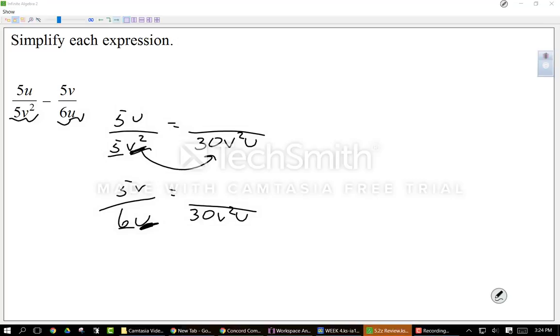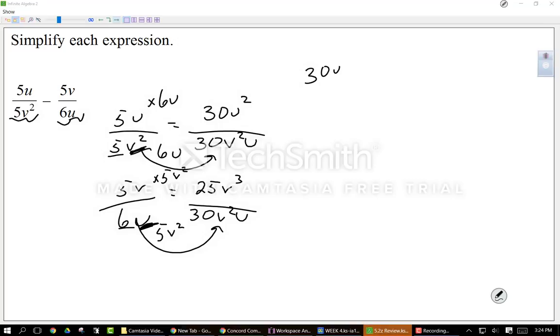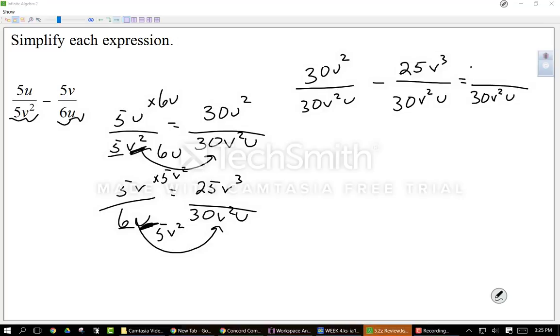What did I multiply from that 5v squared to 30v squared u? I multiplied by a 6u. So I have to multiply this by a 6u. That's 30u squared. What did I multiply the 6u by to get 30v squared u? I multiplied by 5v squared. So I have to multiply this by 5v squared. That gives me 25v to the 3rd power. Now let's add them together. 30u squared over 30v squared u minus 25v to the 3rd over 30v squared u equals, my denominator is 30v squared u, and I get 30u squared minus 25v to the 3rd.